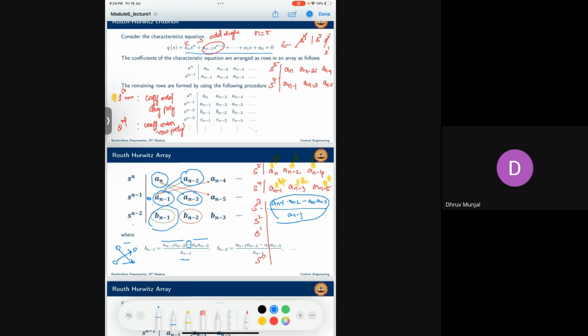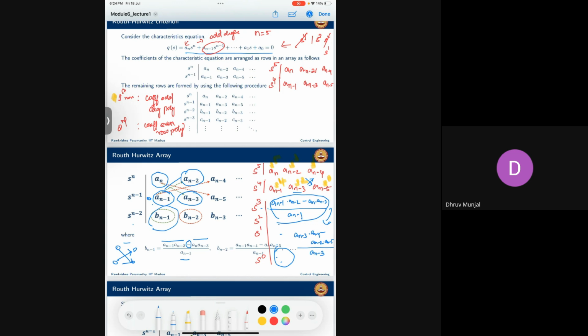Similarly, you have to do this for the next one also. First multiply this, subtract, multiply this, divided by an-3. This element would be an-3 into an-4 minus an-2 into an-5, divided by an-3. Right? Similarly, you have to follow the same method until you reach only one element for s power 0. This is the second rule. There are only two rules for this.